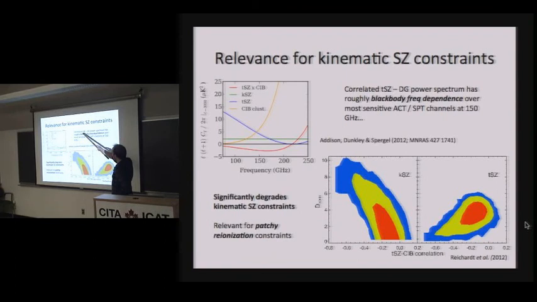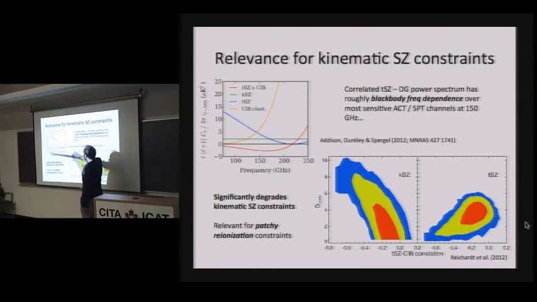So it's this correlation between the thermal Sunyaev-Zeldovich effect and dusty galaxies that I'm thinking about. The reason this is especially annoying is because its frequency dependence ends up looking like a black body over the range of frequencies that ACT and SPT probe. In this plot, this orange line is the dusty galaxies. Flat on this scale is something that looks like a black body, so that's either the primary CMB or the kinematic Sunyaev-Zeldovich effect, which is this Doppler shift that preserves the black body and just shifts the temperature. And the blue is the thermal SZ.